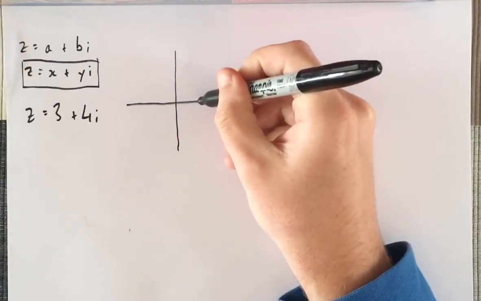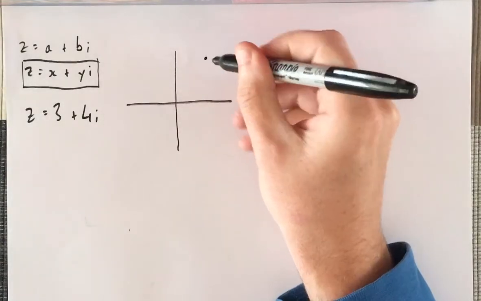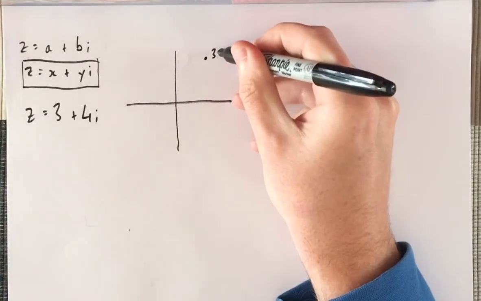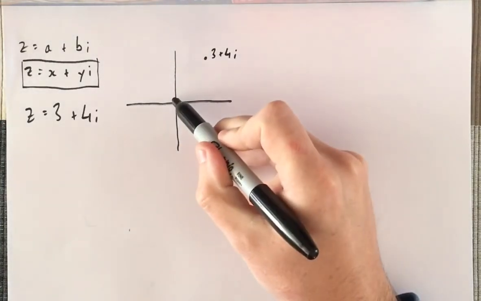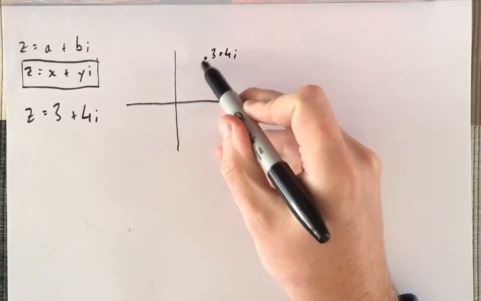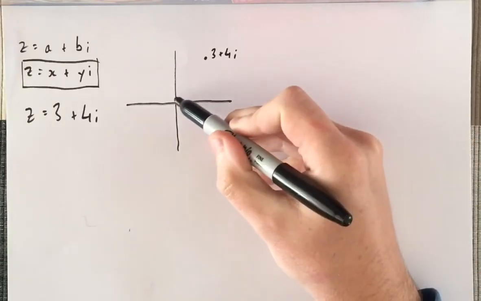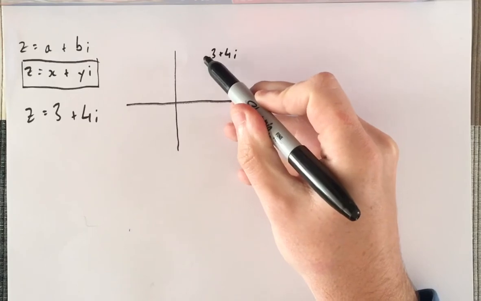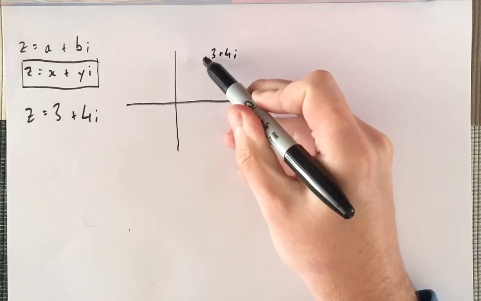That will be 3 on the real axis, 4 on the imaginary axis. So let's say it will be up there. So that's where 3 plus 4i is. So it's 3 units to the right and 4 units up on an Argand diagram. Is there another way we could describe how to get to that point from the origin rather than 3 to the right and 4 up?